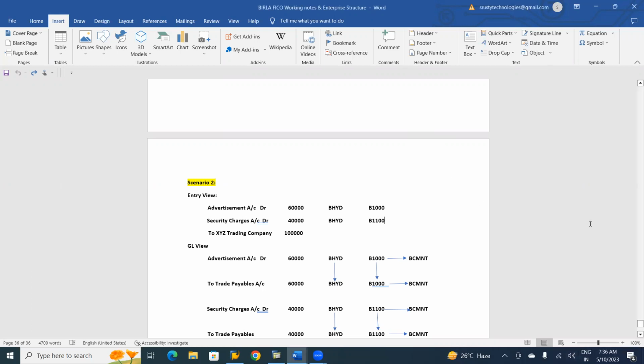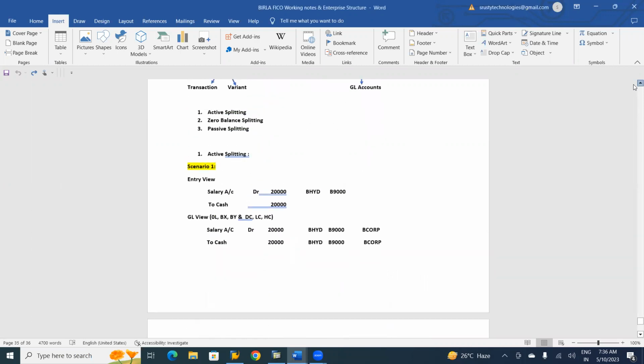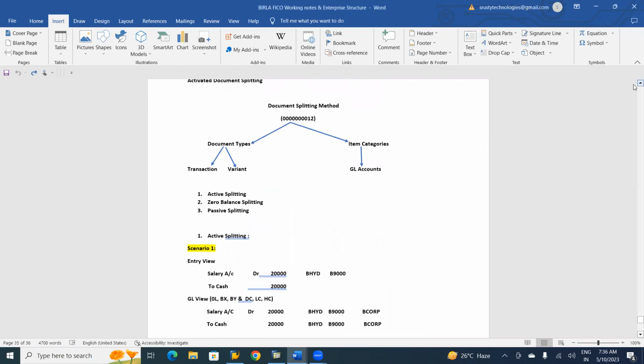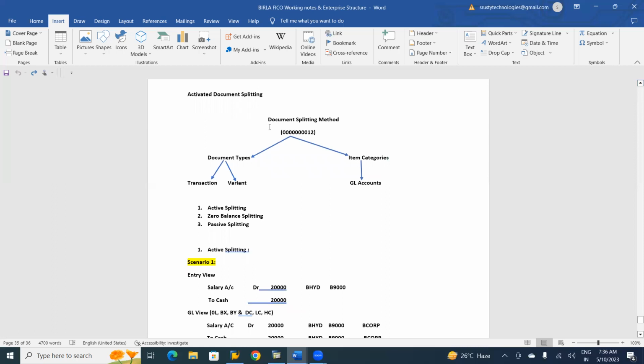Thank you. Yesterday, we started the document splitting part and we did the active splitting. Any questions in active splitting? We know that there are three types of splitting methods: active splitting, zero balance splitting, and passive splitting. SAP default provides document splitting methods, that is 0000 and 12. All the rules and regulations are predefined by SAP, and it is divided into document types.